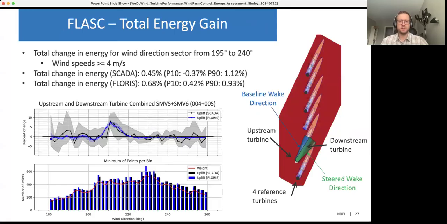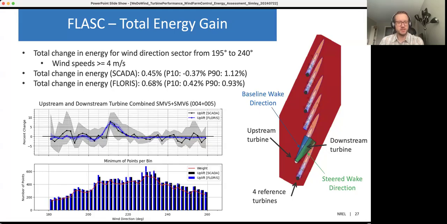So Flask also has a function for calculating this total change in energy production. And you can define what sector of wind directions we want to look at. In this example, we're summing from 195 degrees to 240 degrees. You can define the range of wind speeds to look at. So in this case, we're looking at all wind speeds above 4 meters per second when the turbines are operating.